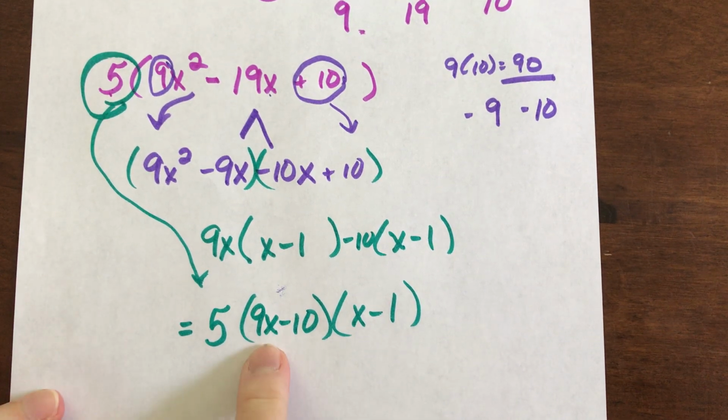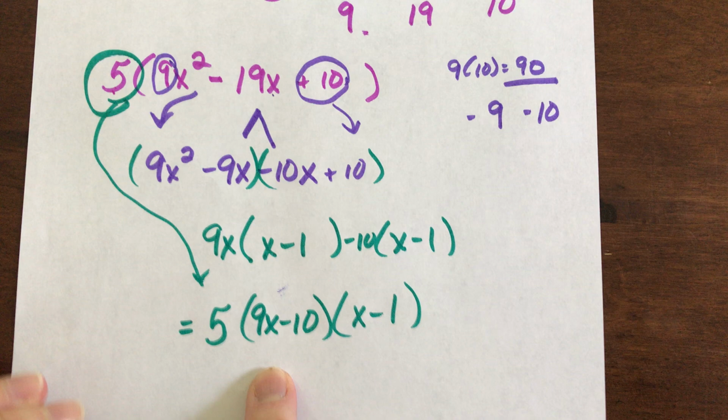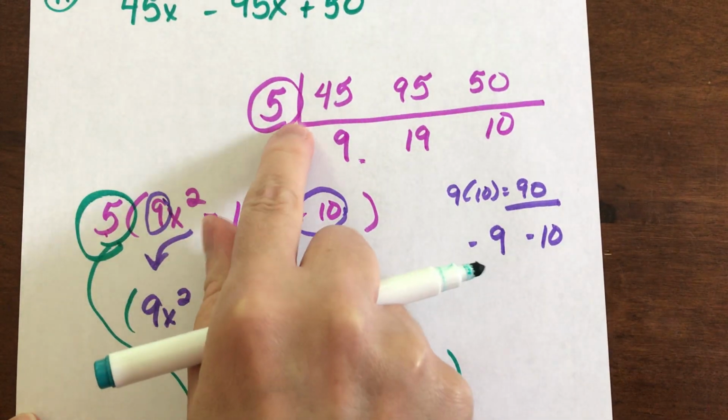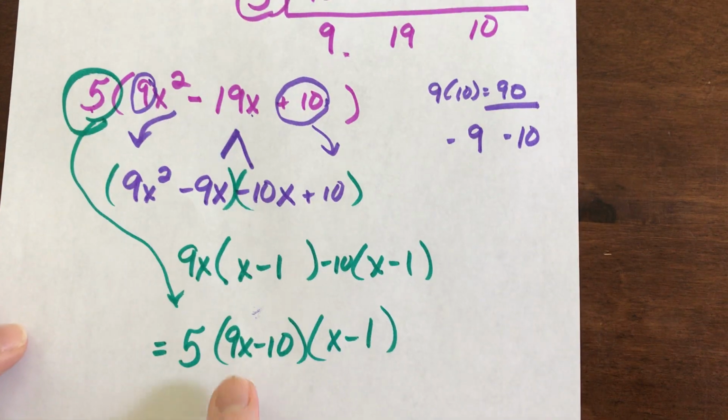Okay. Always, as well, get in the habit. If you look down here at one of your two binomials and you can pull out another GCF, pull it out. Because what that would mean is you didn't pull the greatest common factor out in the beginning. And you could just do it again.